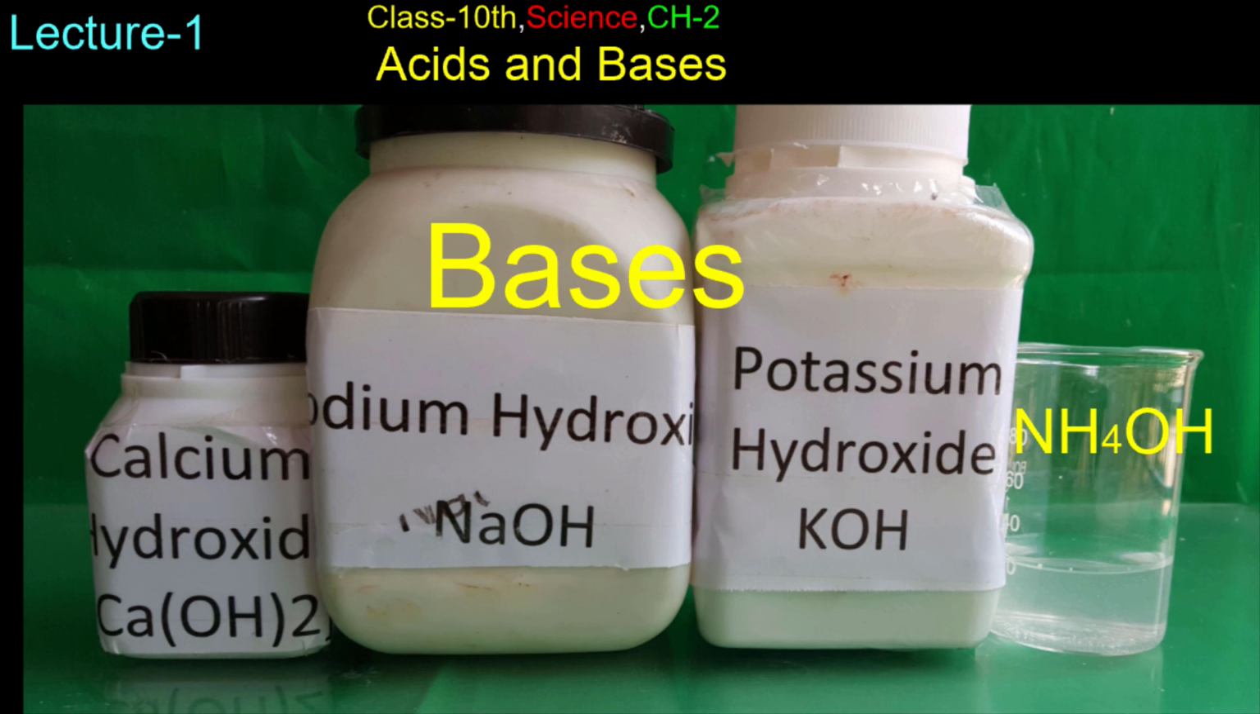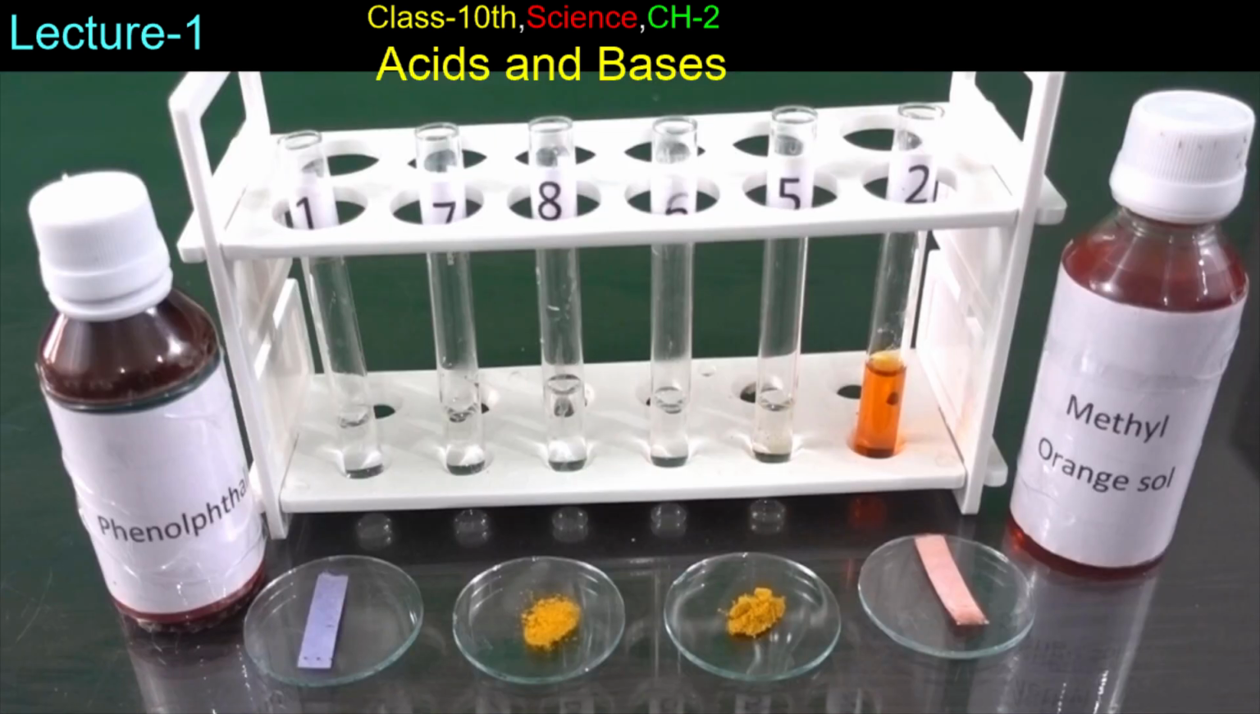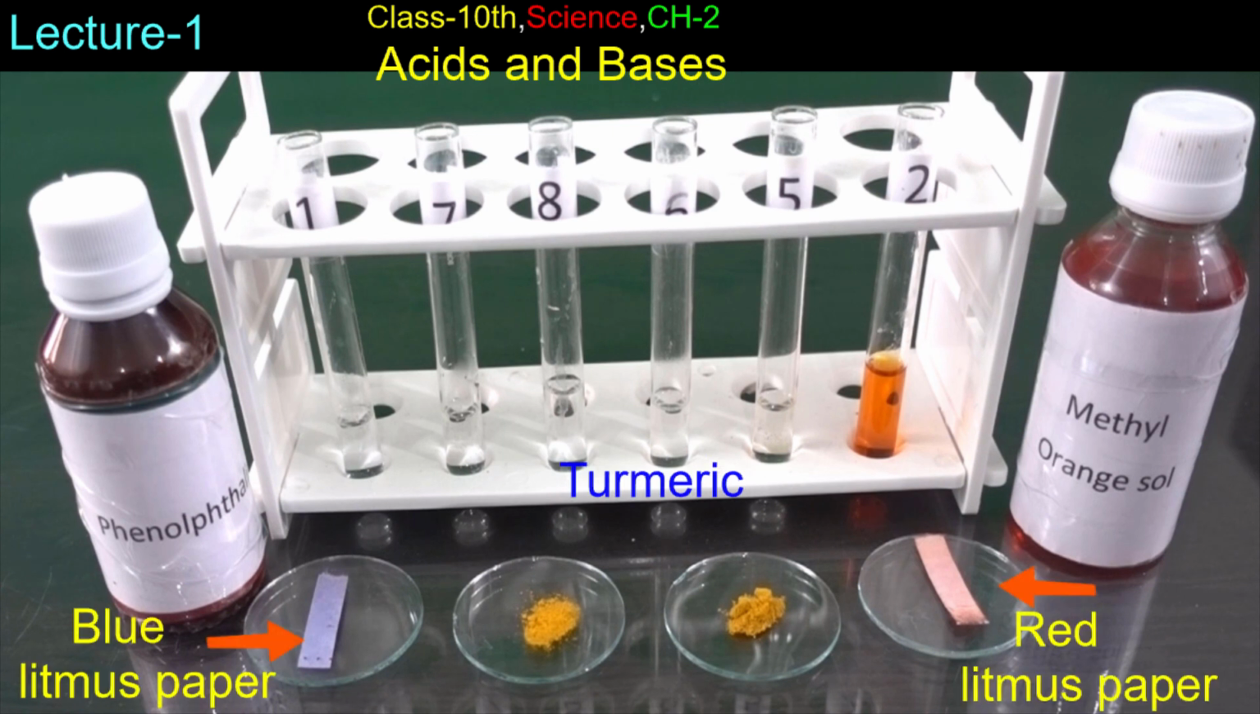Some substances change their color on being brought in contact with an acid or a base. These substances are called acid-base indicators. Some examples are litmus, turmeric, and some flower petals. Some acid-base indicators are natural and some are synthesized. Litmus, turmeric, and flower petals are the examples of natural indicators.